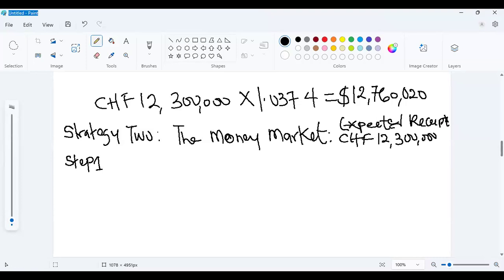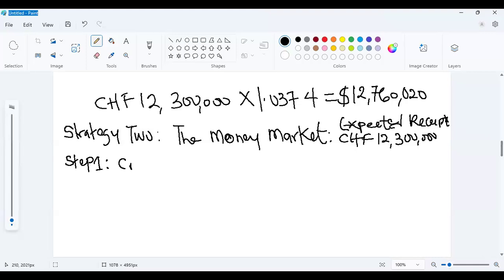Now to hedge, my step 1. The expected receipt is an asset to my company. My company is based in US. We are expecting inflows, a receipt of 12.3 million CHF. That means that transaction to my company in US is an asset. We have a foreign asset. For me to hedge with money market, create an equivalent foreign liability. You are going to do the opposite. I'm expecting receipts. That receipt is an asset to me. So I will create an equivalent foreign liability.